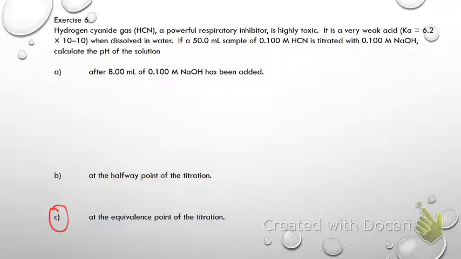At the equivalence point, you're dealing with the salt, because at the equivalence point your hydrogen concentration is equal to your hydroxide. But we're dealing with the salt. So we have a strong base and a weak acid. What kind of salt do we have? A basic salt. So first thing we want to do is make sure we know how to write our reaction.